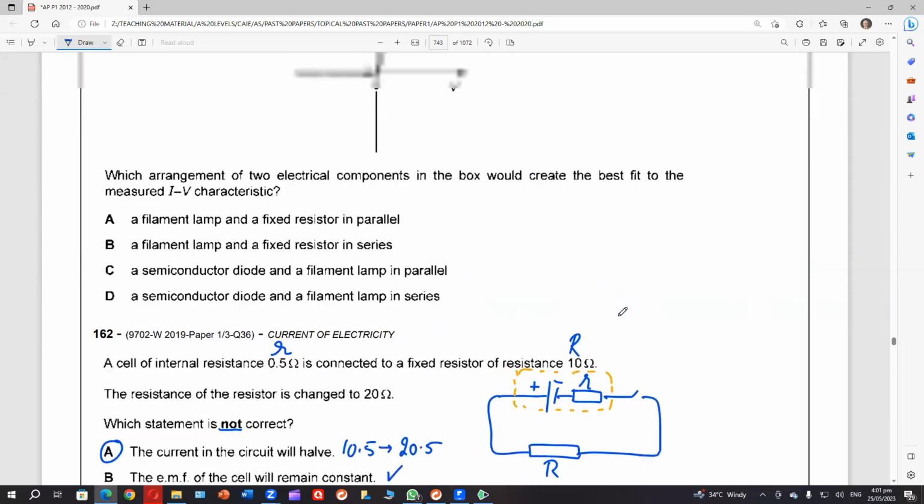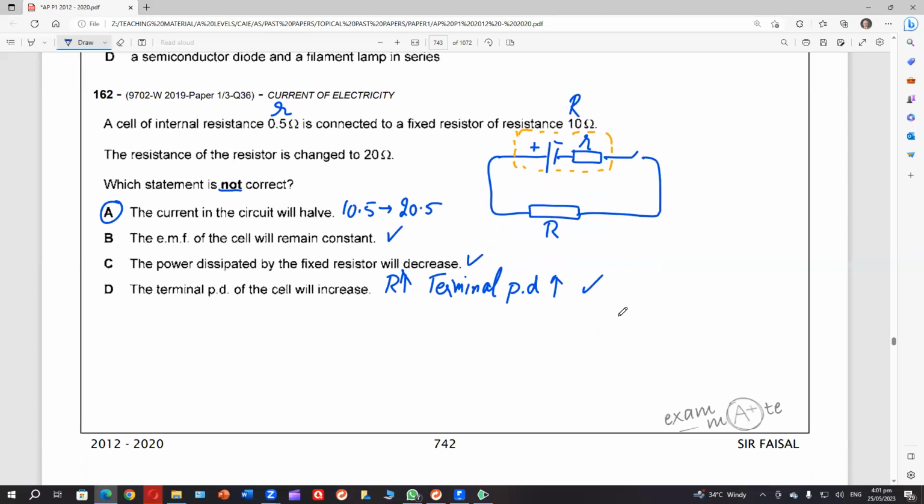If it was 21, then A would be correct. But it's not 21, because the resistance is actually not doubling. The resistance goes from 10.5 to 20.5, so it is not precisely double.